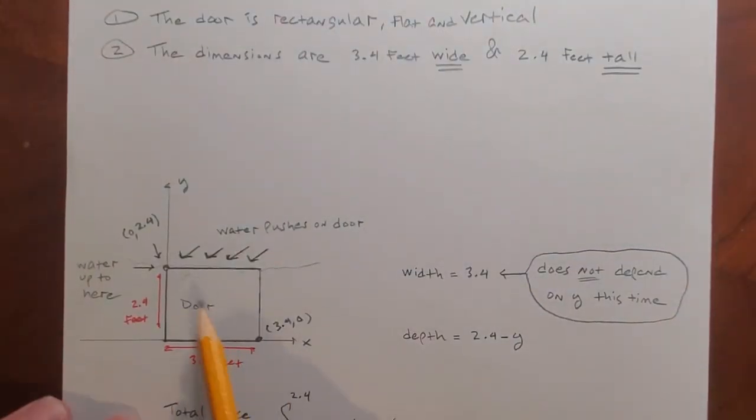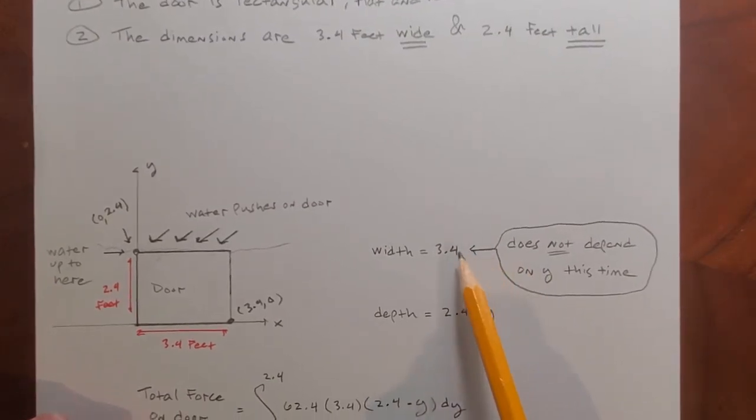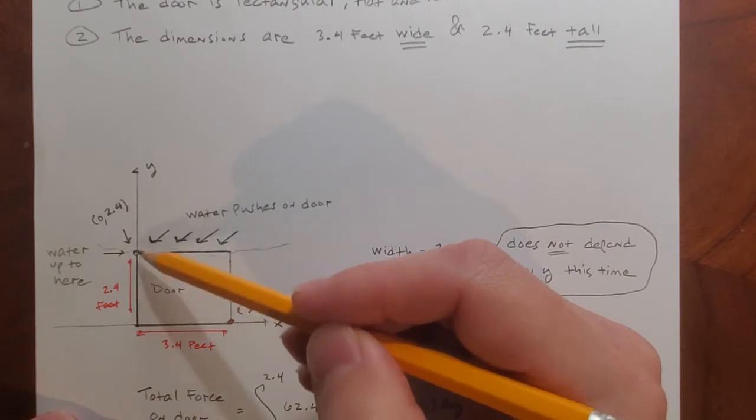But here, the width is the same everywhere. So the width is just going to be 3.4. It doesn't actually depend on y. There shouldn't be a y in that equation because the width has nothing to do with the vertical position.